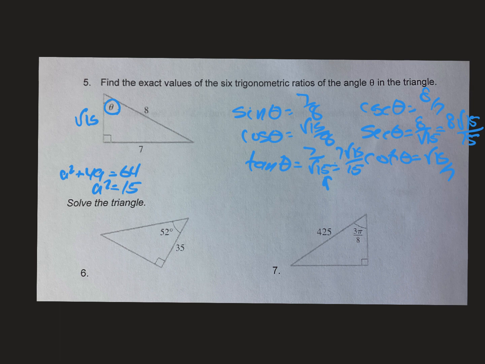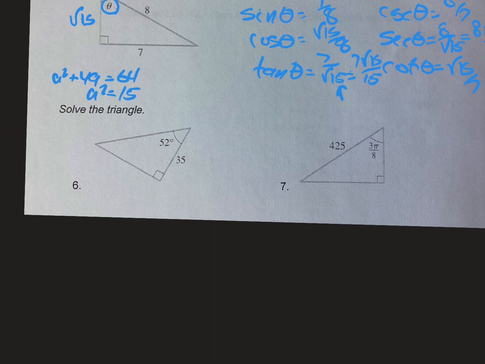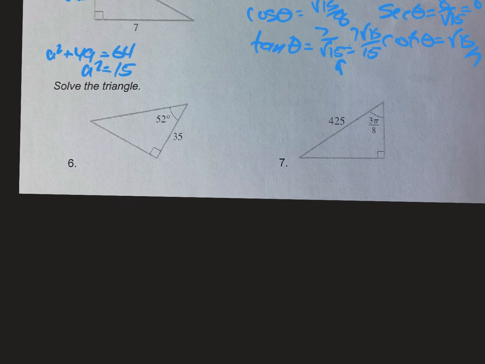Okay, number 6 and 7 are both solve the triangle. All right, so you're going to need your calculator here. You got to find everything that's missing. So the first thing I noticed in number 6 is that this angle must be 38 degrees because all 3 angles together must add up to be 180.